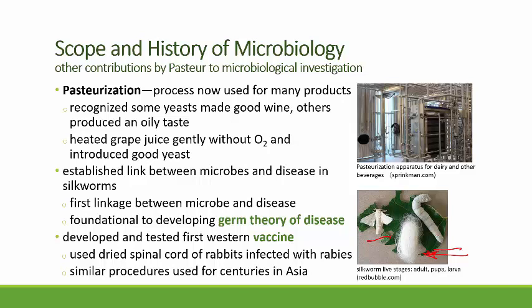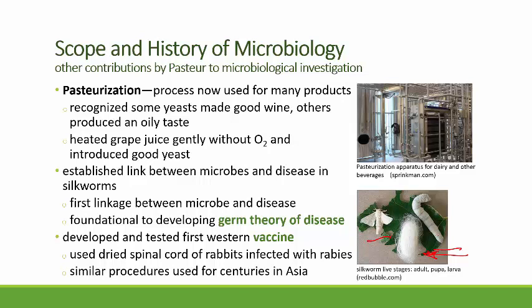And finally, he developed and tested the first Western vaccines using the dried spinal cord of rabies-infected rabbits. So they introduced rabies into the rabbits, and then they could harvest and dry the spinal cord, which is where the virus that causes rabies has its most damaging effects, and then could grind that up and introduce that into human subjects or other mammals and use it as a vaccine against rabies.